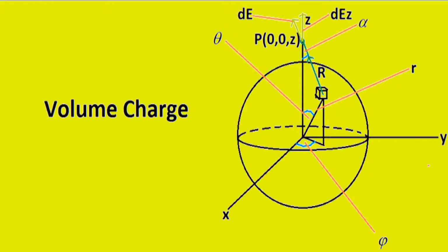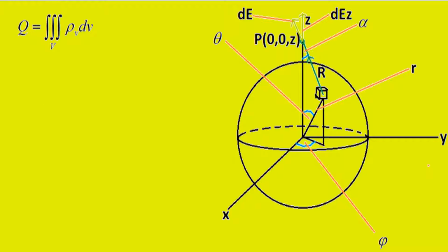In this video, we're going to talk about volume charge. This process can be fairly complicated, but as we will see later on, it can be greatly simplified using Gauss's law. So starting off, we know that the total charge Q is equal to the volume integral of the volume charge density. Now we're going to assume that the charge density is constant, so we can pull it out of the integral. The volume integral is simply the volume of a sphere.